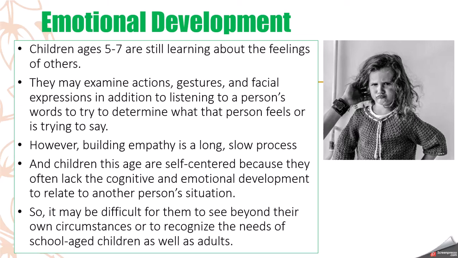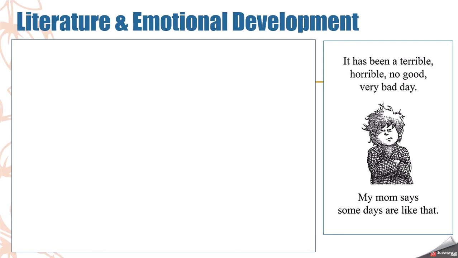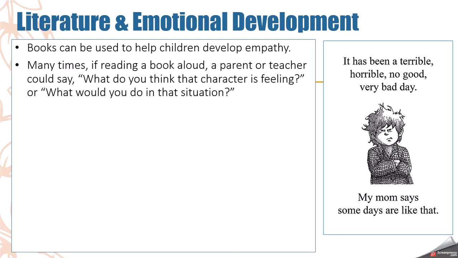But what they have difficulty with is when they are in a situation where they feel strongly, they can't empathize with the other person's perspective. So when you have a lot of the schoolyard disagreements, trying to get one kid to see the other kid's perspective is kind of difficult. So there are things that people can do to encourage this. And literature is one of them. Books can really help children develop empathy.